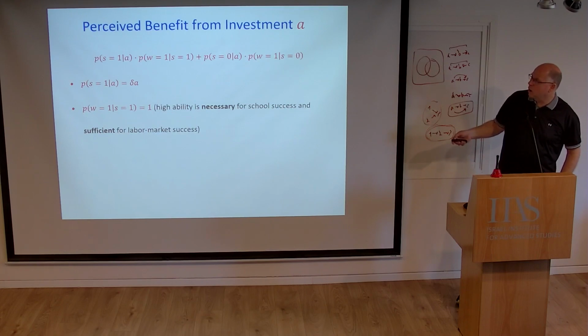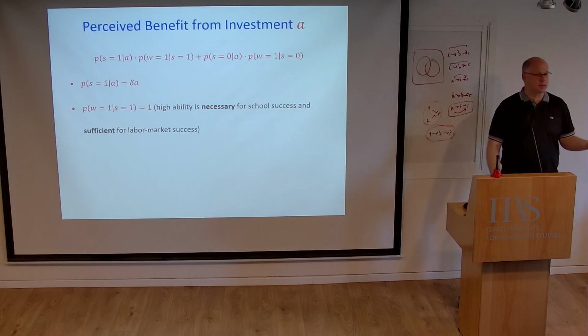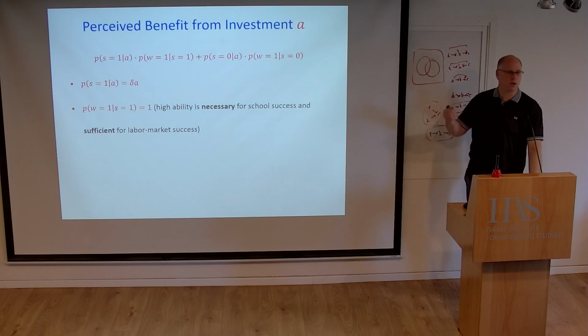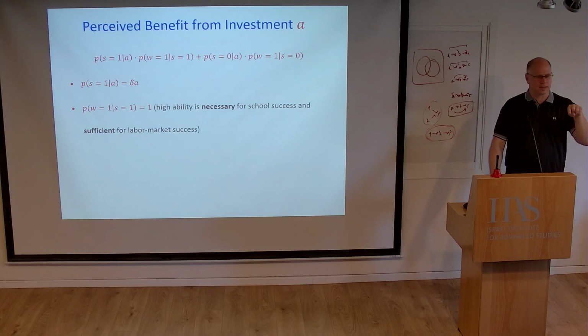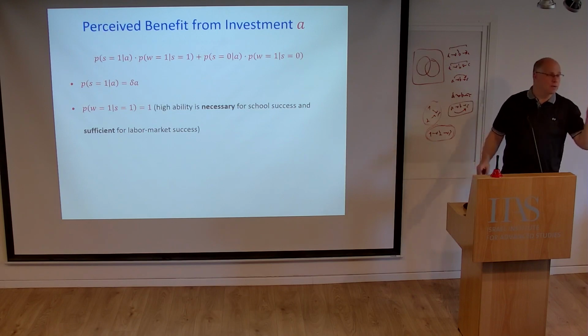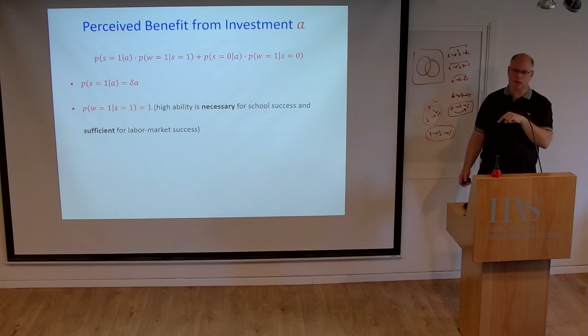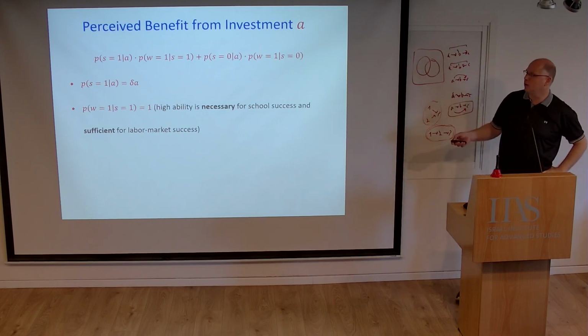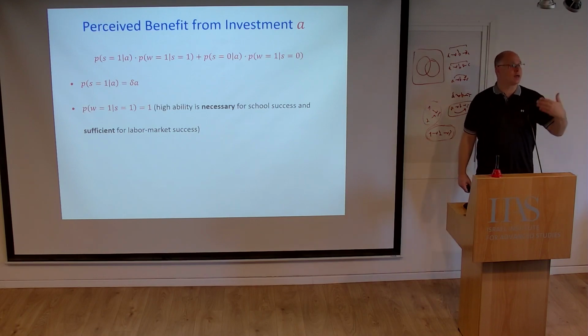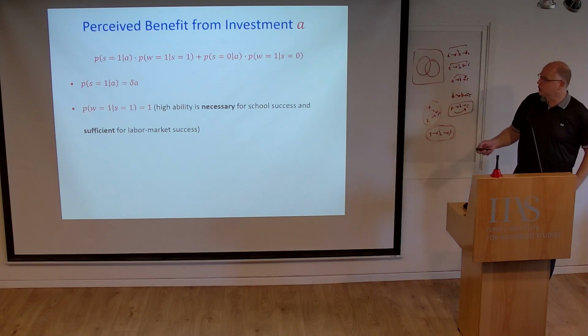This thing is going to be equal to 1. What's the probability of success in the labor market given that you have success at school? Well, remember, we assumed that for success at school, you must have high ability. So if you were successful at school, it must be that you have high ability, and we also said that having high ability ensures success in the labor market. That's why we have a 1 here, because high ability is both necessary for success at school and sufficient for success in the labor market, so we have a 1 here. So I'm just plugging in terms here.